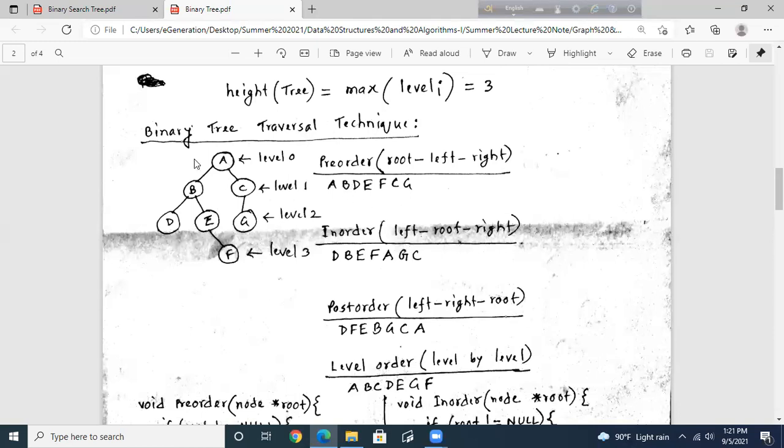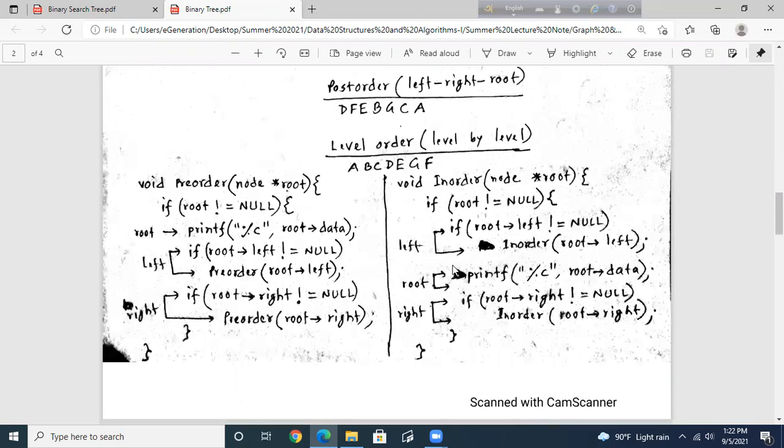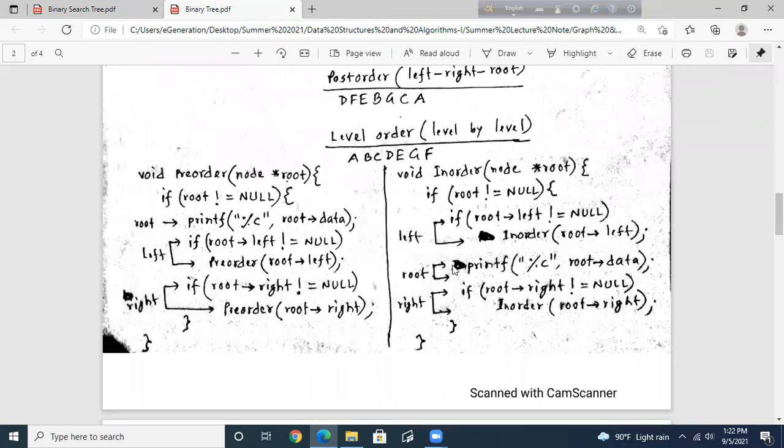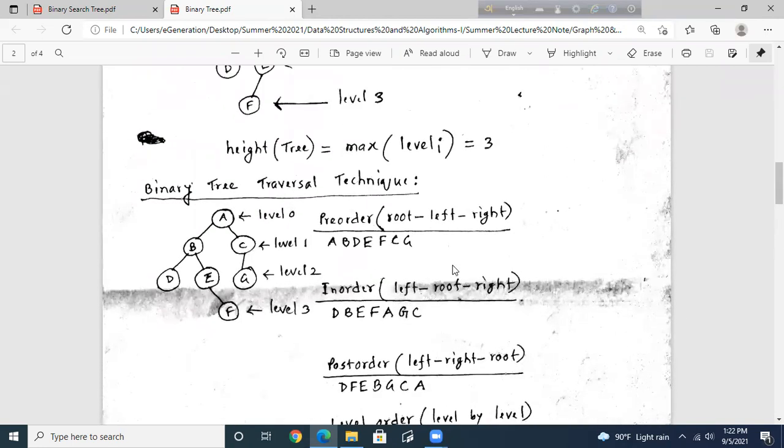So our traverse is complete because root is A, and left of A is complete, and right of A is complete. So left and right, both sides are complete. So, dear student, pre-order, any problem? If you have any problem, please ask me a question. Pre-order is okay? Yes, sir.